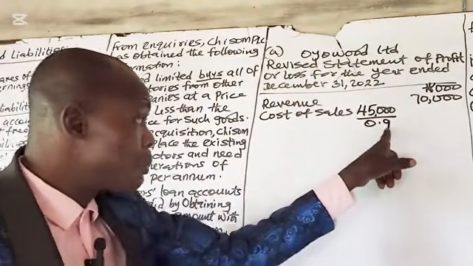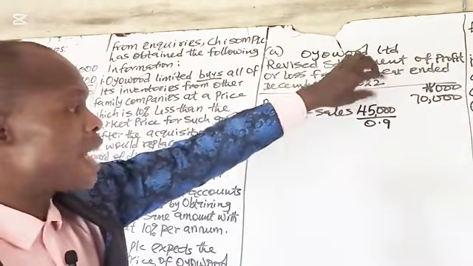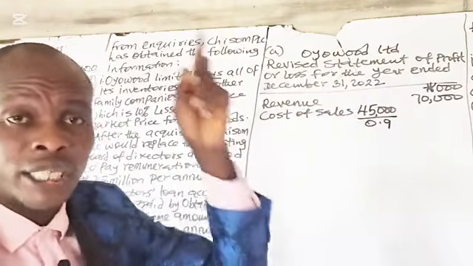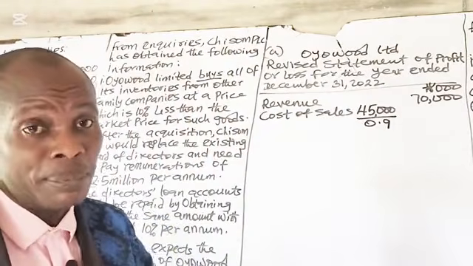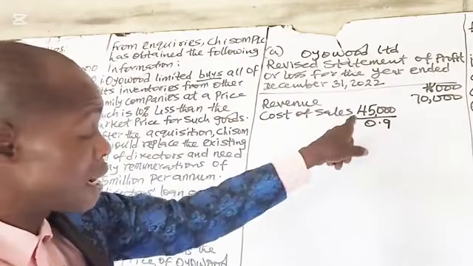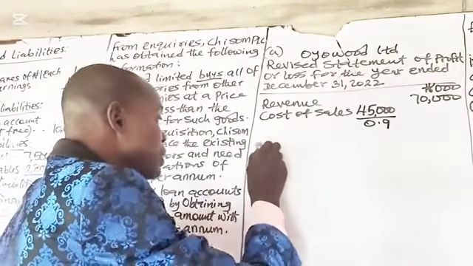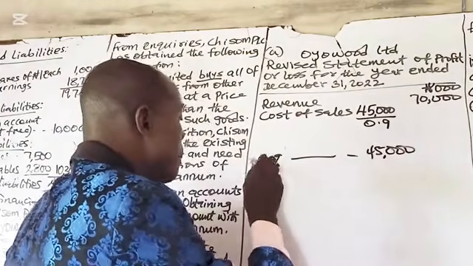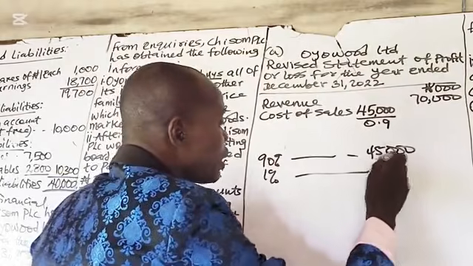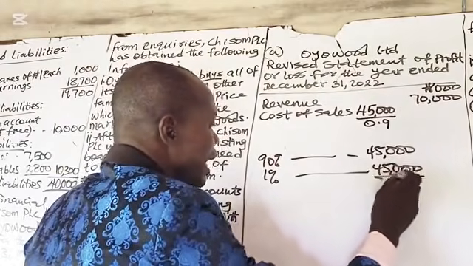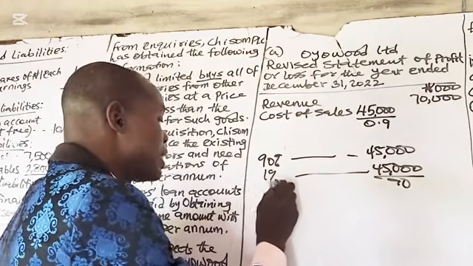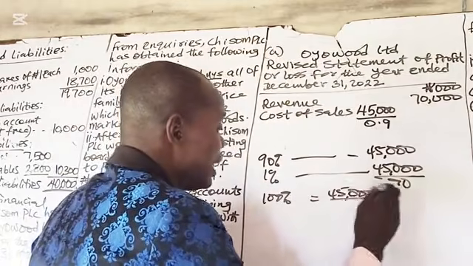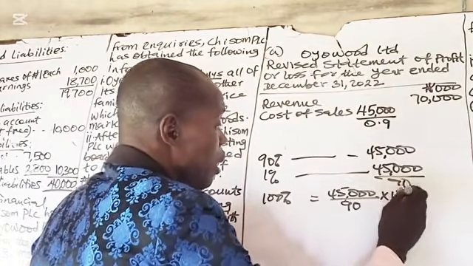If you don't want to divide it by 0.9, we have 45,000 times 100 divided by 90, because this 45,000 is equivalent to 90%. That is why you will have to divide it by that 90%. Since 90% is equivalent to 45,000, then 1% will be equivalent to 45,000 divided by 90. And what you need is 100%. 100% now will be 45,000 divided by 90 times 100.